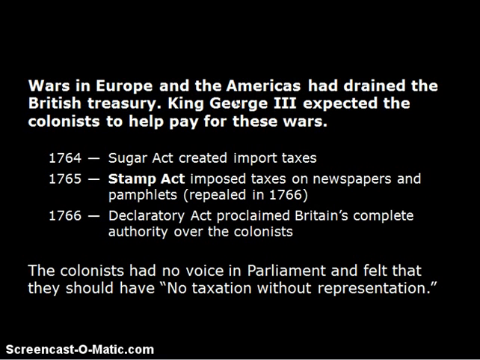The Sugar Act was a tax on sugar, obviously. The Stamp Act was a tax on most paper, newspapers, pamphlets, that kind of stuff, as well as legal documents. And in 1766, this was not a tax, but the Declaratory Act basically said that England had complete and total power over the colonies. And then down at the bottom, I've listed the phrase, no taxation without representation.